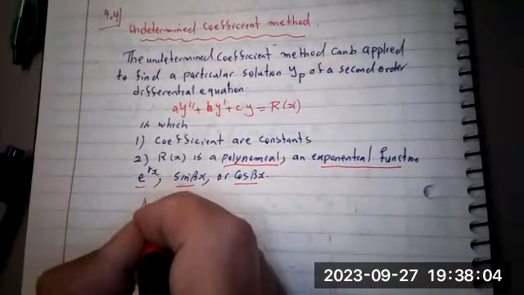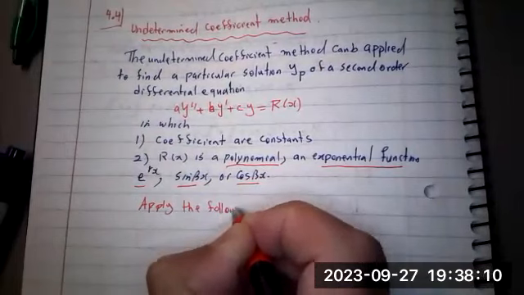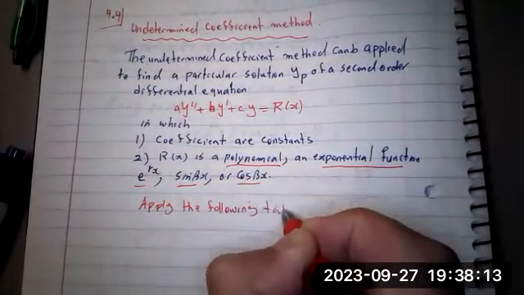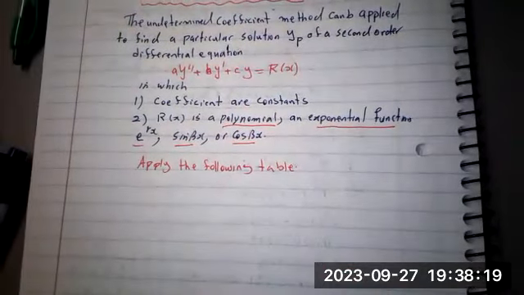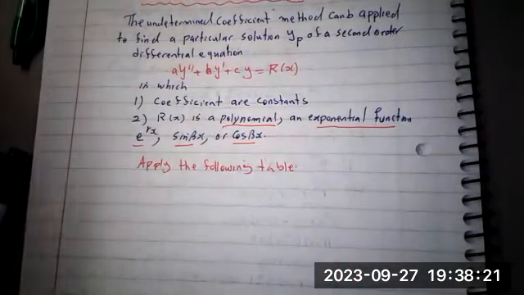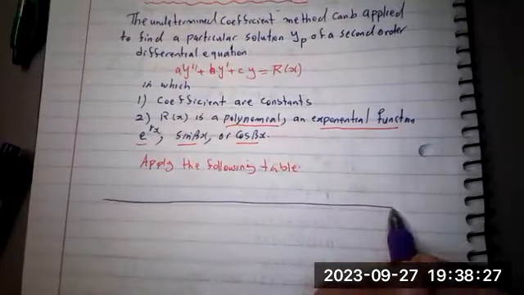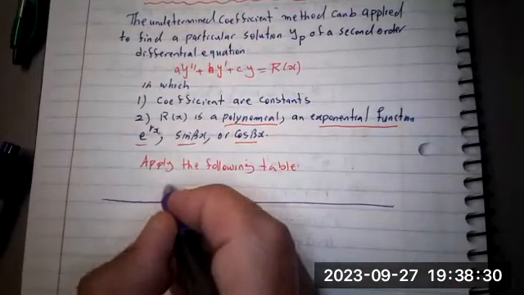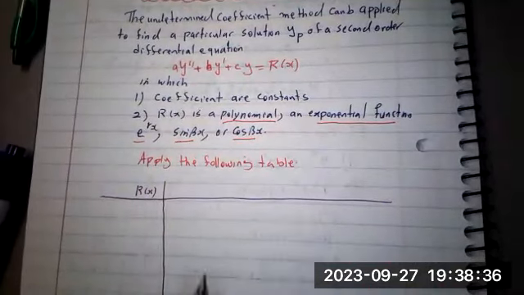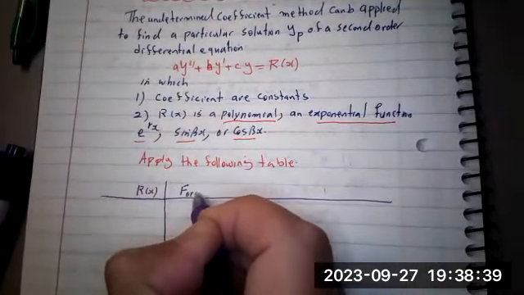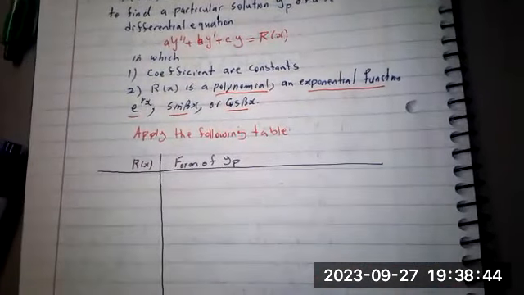Okay, apply the following table if you like. Just give you classification following the table. So I give you all the possibilities that you can have. So if you like, this is the table that we're going to have. In the first part, we are going to introduce the function R of x. And in the other part, we get the form of YP. Just a couple of cases.